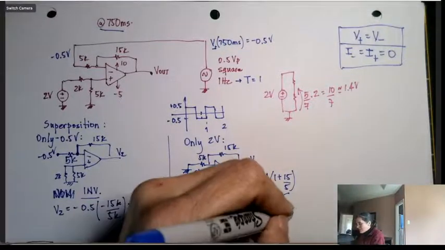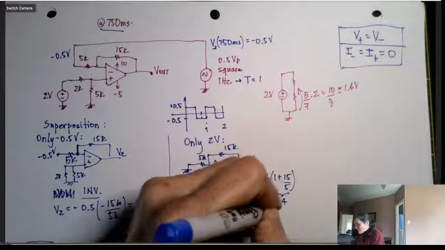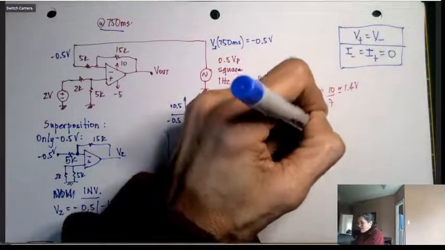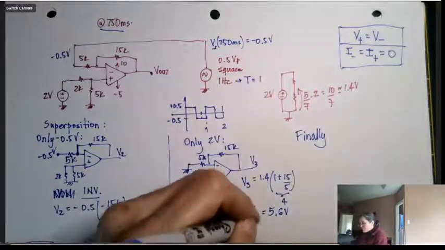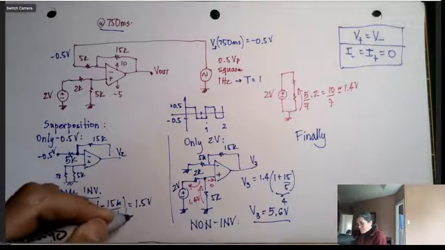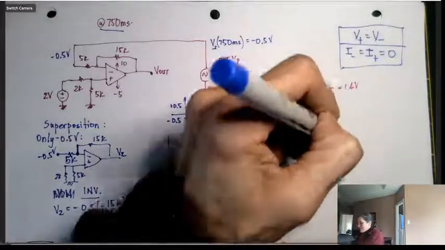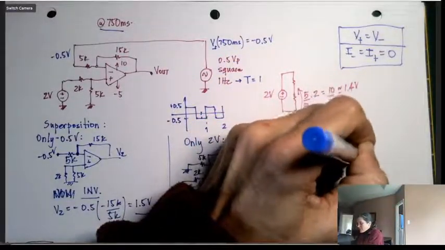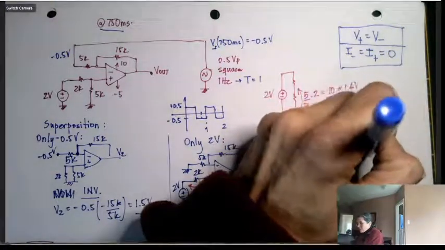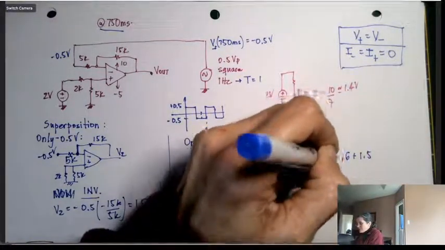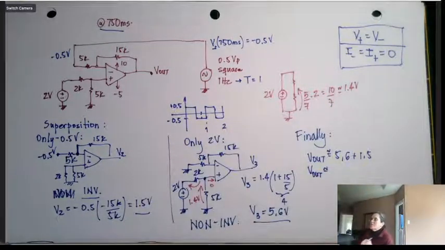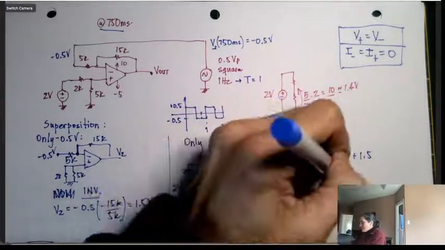Do I know the answer to that question? 5.6 volts. So finally, when you go back from the superposition, you need to add these two. So V out will be 5.6 plus 1.5. And remember, it's just approximate. V out is approximately 7.1.